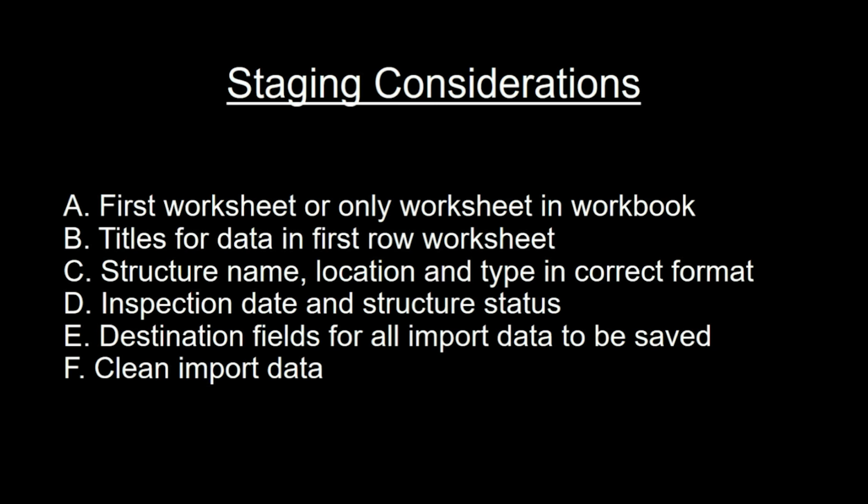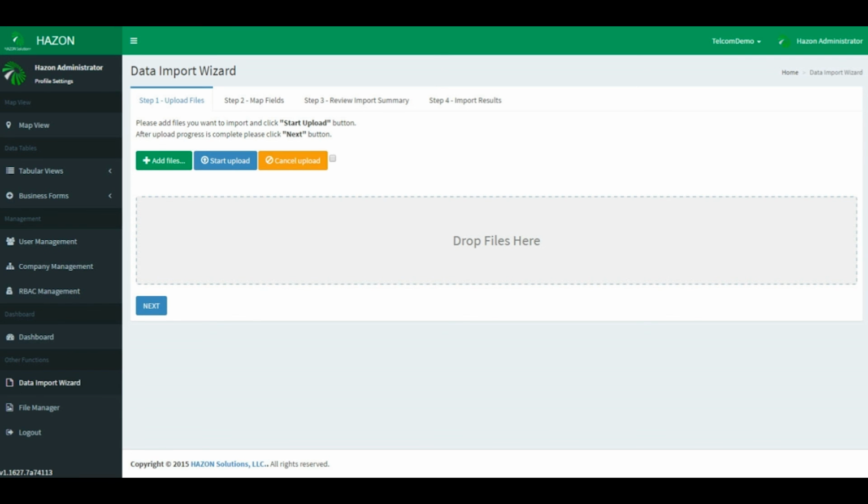The minimum structure information required for a successful import is a structure name, valid location data, and a structure type. If inspection data is to be imported, there must also be a date of inspection and structure status. Both structure type and structure status must match what is predefined for your organization in the HIVE database. Also, remember that any data in the import worksheet that is desired to be saved into the HIVE database must have an existing destination field in the HIVE database, and that the import data must be clean with no hidden rows, columns, or cells. Once the data is properly staged, the import process can be initiated and will run in the background until all properly staged data is imported, and this process can be monitored using the dashboard.